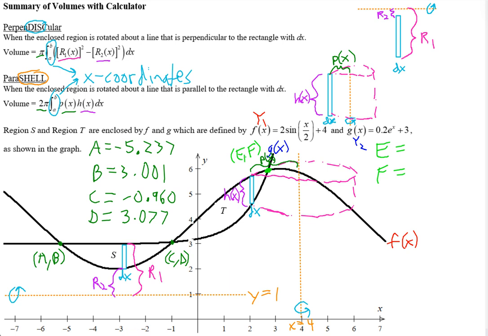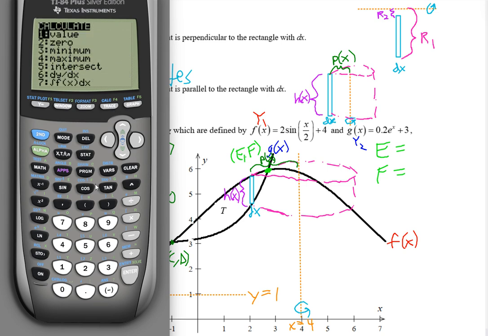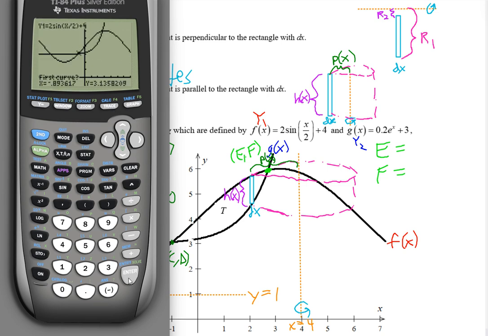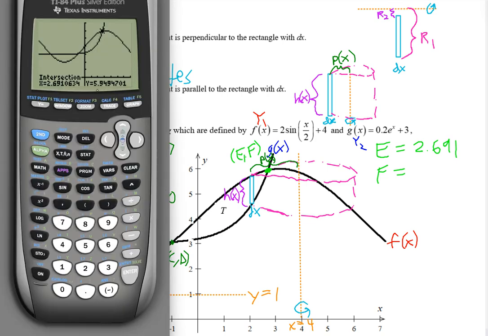So let's start with the 84. Second calc, intersect, first curve enter, second curve enter. I'm going to guess they intersect around 3, so type in 3, enter. And it's 2.619, so that's our E value, the x coordinate. And then notice the y coordinate was 5.949.